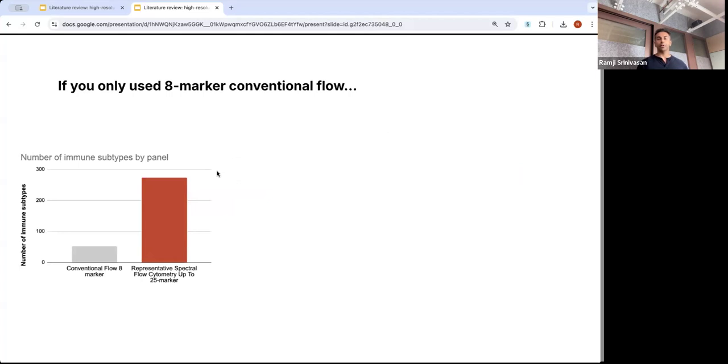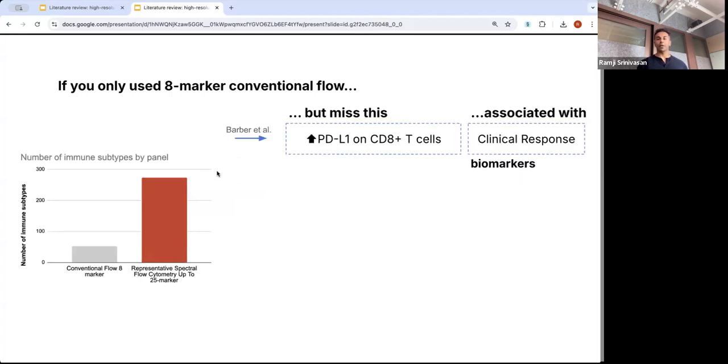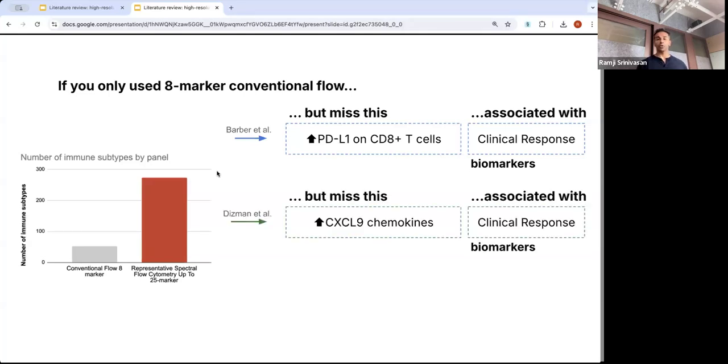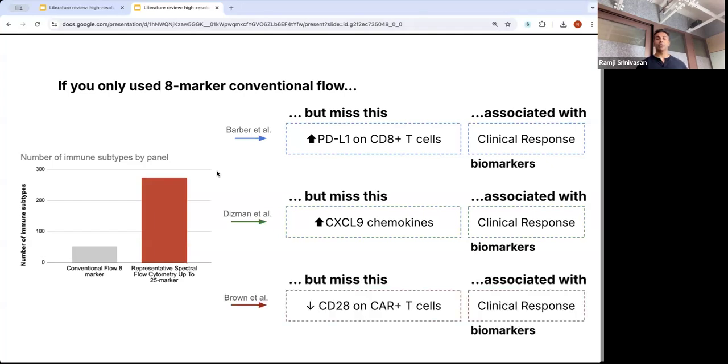And we went through the literature and looked at different studies. For example, Barber et al., who found PD-L1 on CD8 T cells that would have been associated with clinical response, potential subsets associated with chemokines, as well as CD28 and CAR-positive T cells. So these are the kind of example studies that are out in the literature, and there are multiple others like this as well.